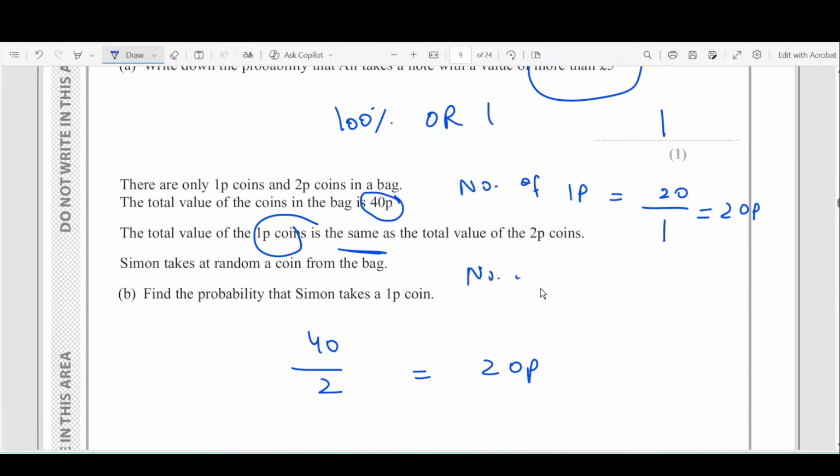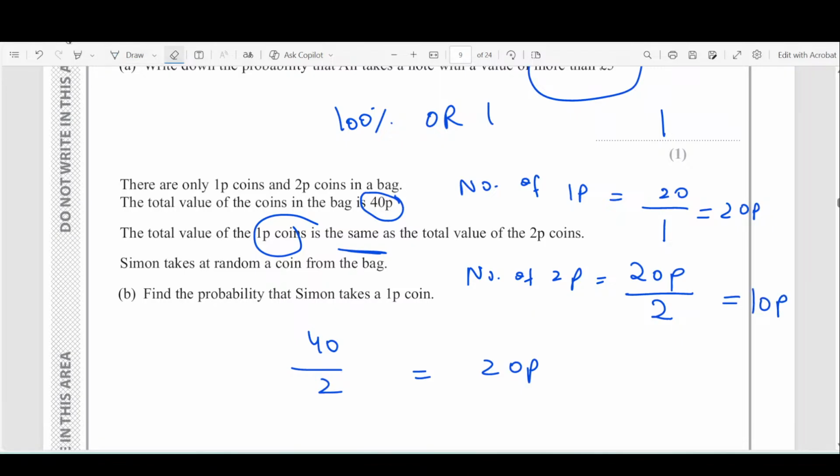But to find the number of 2 pence coins, because the total value is 20 pence and the coin is of 2 pence, we divide 20 by 2, which is 10. Not pence, sorry. This is a number, right? This is the number of coins, so it is just 20 and 10.